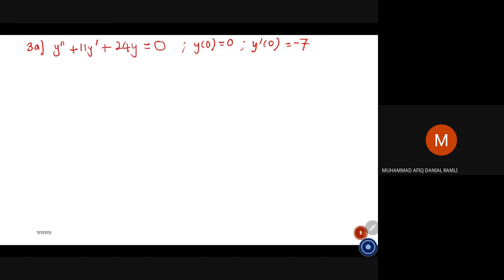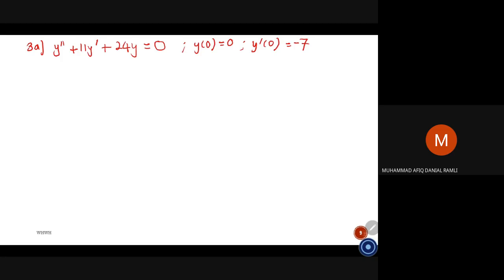Alright, so given to us like this, this is the so-called homogeneous second order differential equation. Kenapa homogeneous? Because our right hand side is equals to 0. So what you got to do first, class, in order to find the solution? Yang ni yang paling senang sebenarnya. Y double prime plus 11Y prime plus 24Y equals to 0.